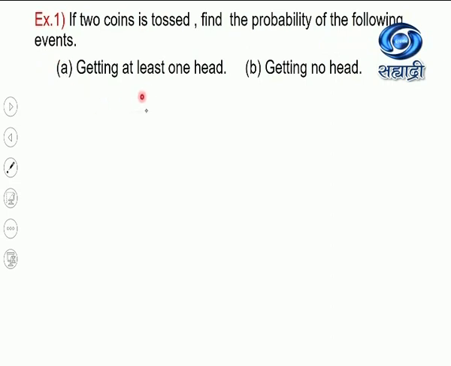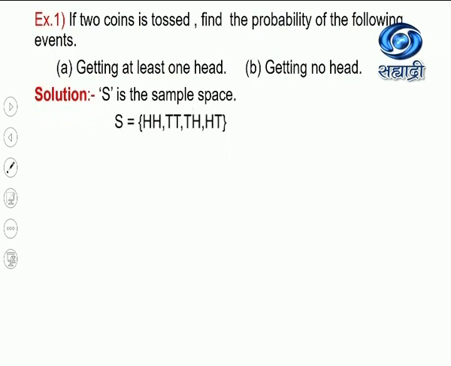So first one, getting at least one head. Second one, getting no head. So children, whenever you are solving an example based on probability, you need to write the sample space. So first of all, S is the sample space. S is equal to {HH, TT, TH, HT}.